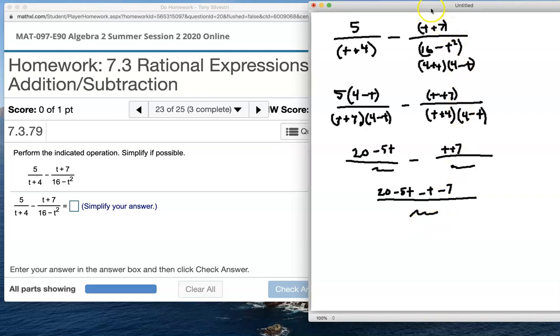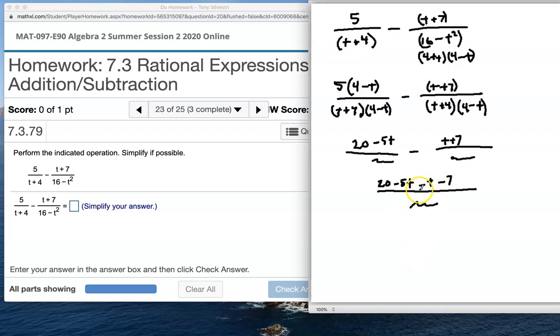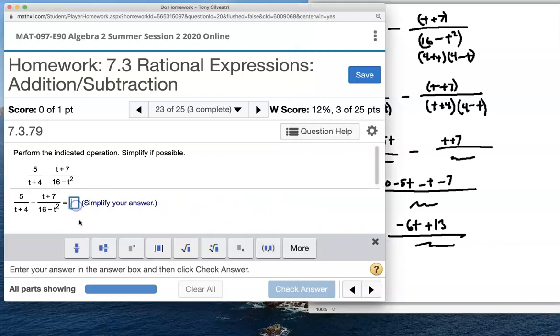And the very last thing is to combine your like terms. Minus 5t minus t is minus 6t. 20 minus 7 is 13. Over blah, blah, blah. Okay, I'm feeling it. Let's see. This is going to be minus 6t plus 13. And on the bottom, the blah, blah, blah is this mess.